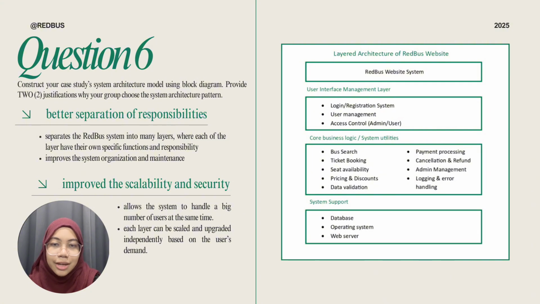As you can see on the right, there are diagrams that show the layered architecture of the Redbus system. There are some reasons why we choose this system architecture pattern. The first reason is that layered architecture has better separation of responsibilities compared to other system architecture patterns. Layered architecture separates the Redbus system into many layers, where each layer has its own specific function and responsibility. This improves the system organization and maintenance much better.